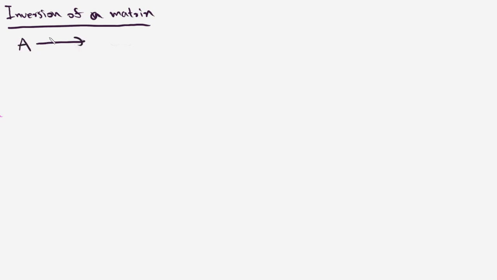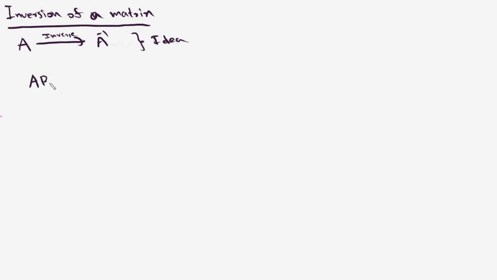Okay, so the next one is the inversion of a matrix. Suppose I have a matrix A. If I take the inverse of this matrix, it will produce the inverse of the matrix, which is denoted as A minus 1. So that is the idea about inversion.